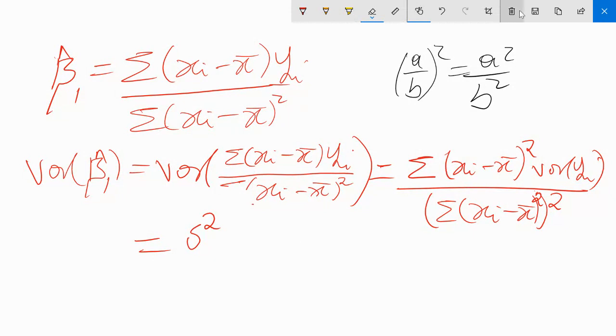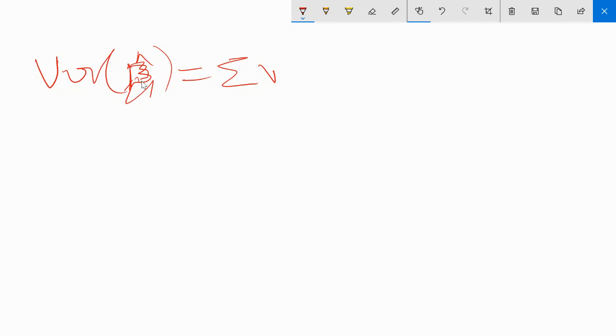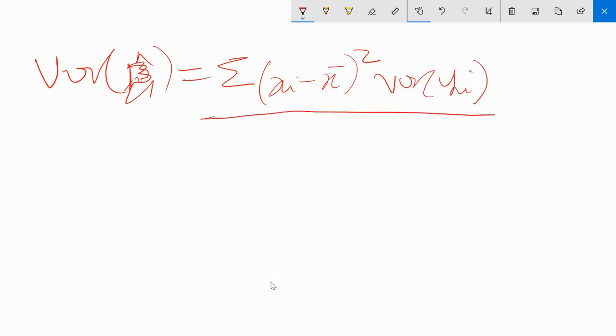What we're having there, let me erase this. What we're having is the variance of beta 1 hat, which is equal to the sum of xi minus x bar squared multiplied by the variance of yi. I cannot see what you are typing there.